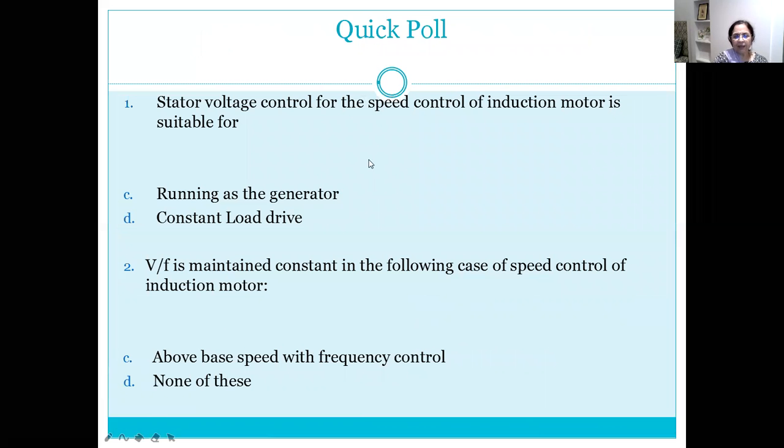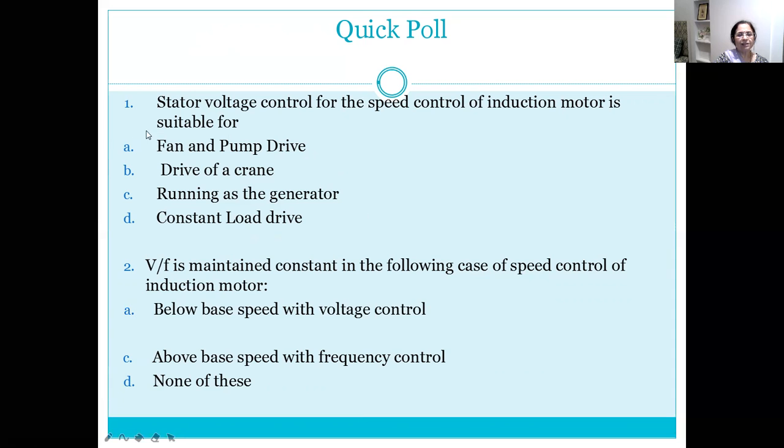Now, let us quickly check if we have understood. The stator voltage control for the speed control of induction motor is suitable for, there are four options given: fan and pump drive, drive of a crane, running as a generator, and constant load drive. Now, what is the correct option? The fan and pump drive is the correct option. Okay, so this is the right way of choosing the answer.